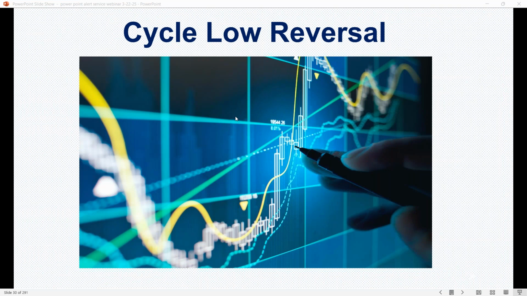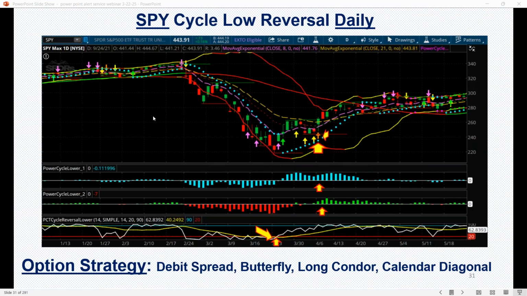Now here's a cycle low reversal. So here's where the markets have been just hammered to the downside, below all the key moving averages. You can see here, the price SPY is below the 8 exponential, the 21 period exponential, the 50 simple, et cetera. And it's just getting crushed, hugging that extreme range band all the way down, bouncing off the 8 exponential, a perfect channel down. Now at some point it will stop, right?